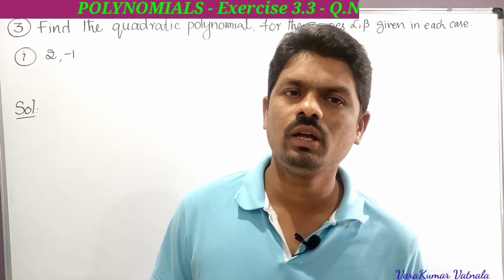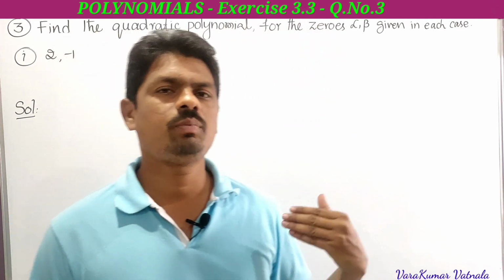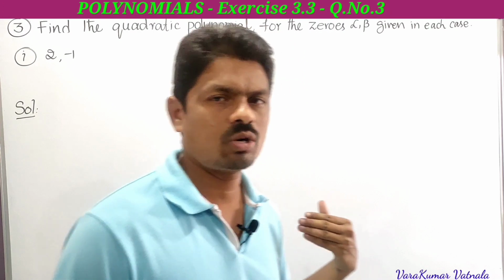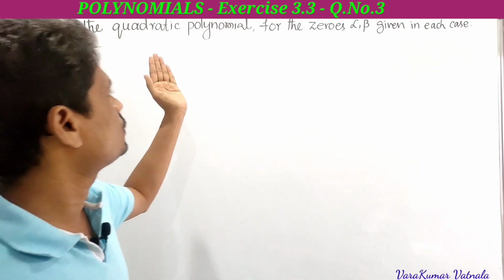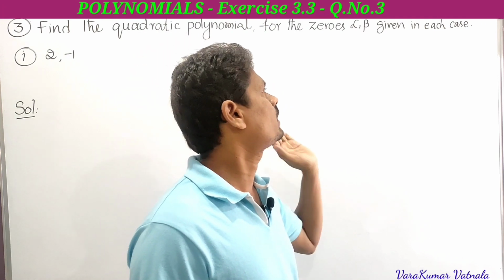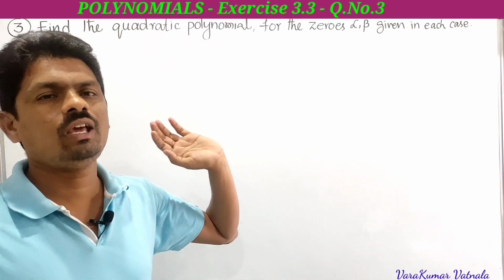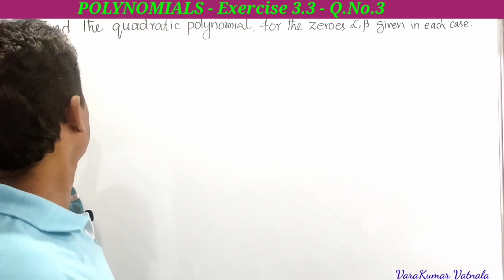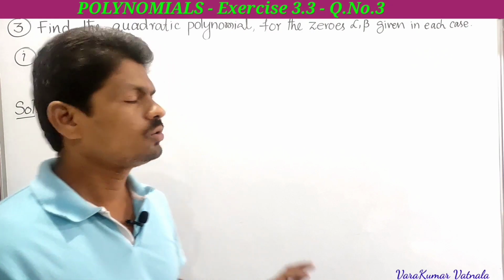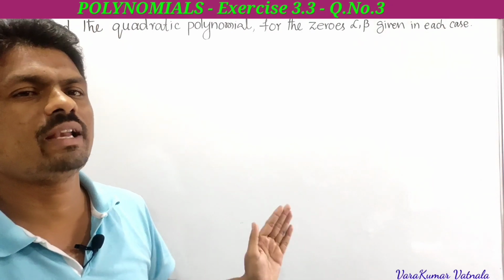Today we are going to solve a problem from Polynomials exercise 3.3, third problem. See here what he has given. Find the quadratic polynomial for the zeros alpha comma beta given in each case. This is the first bit. Totally there are 4 bits in the third problem. This is the first bit: 2 comma minus 1. So alpha is equal to 2, beta is equal to minus 1.